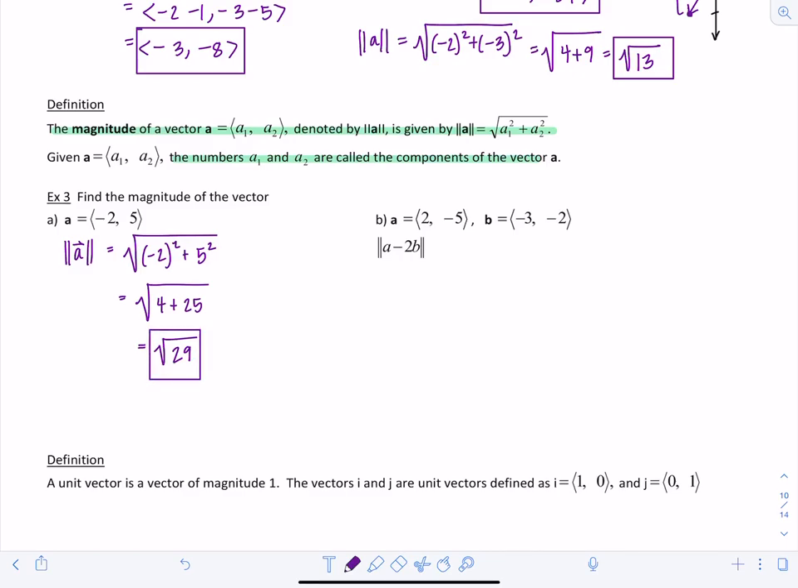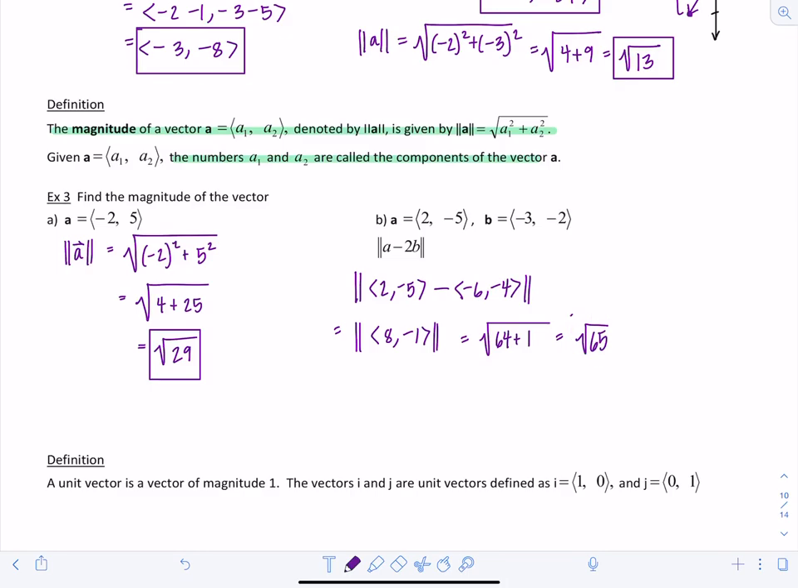Okay, looks good. Next one, we need the magnitude of A minus 2B. So I need to first figure out what A minus 2B is. So we have magnitude of, what's A? A is 2, -5, minus 2B is going to be -6, -4. I'm going to subtract them first before I take the magnitude. So 2 minus -6, that's 2 plus 6, that's 8. -5 minus -4 is -5 plus 4, so that's -1. So this is going to be the square root of 64 plus 1. So this is rad 65.